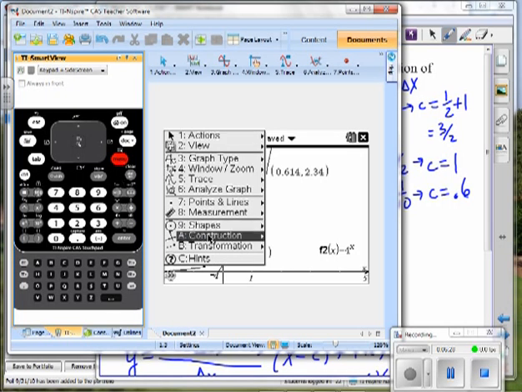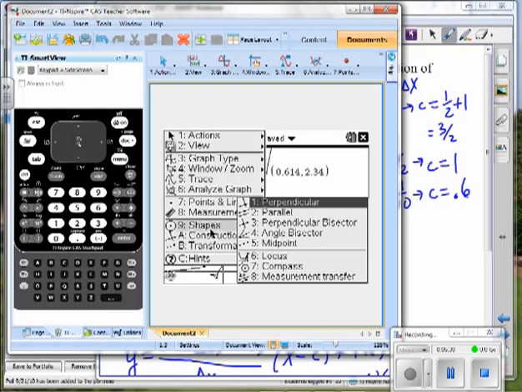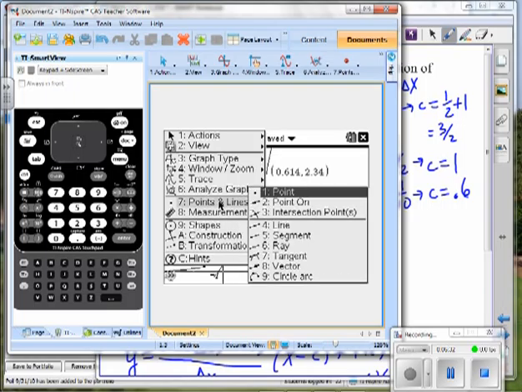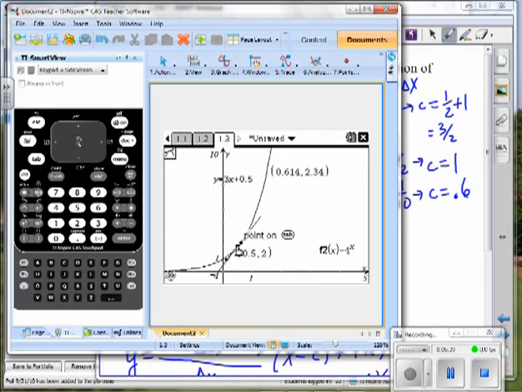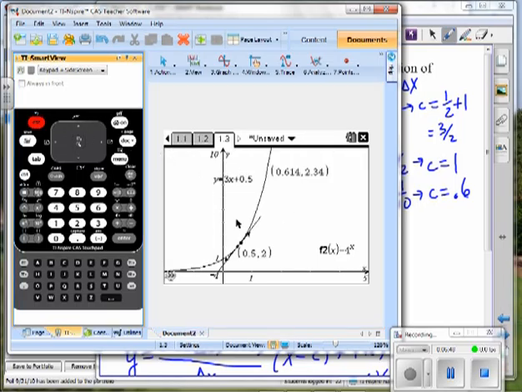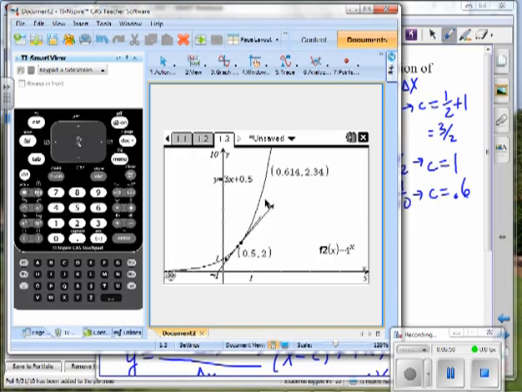Menu, let's see. Menu, there we go. Under points and lines, you can actually have a tangent. So if I take the tangent at 1/2, and let's see if I can get the other point to move out of there now. There we go. So there's that secant. This is the tangent.